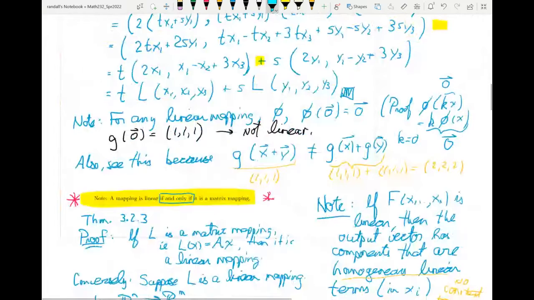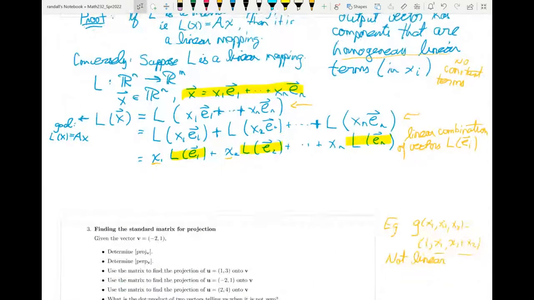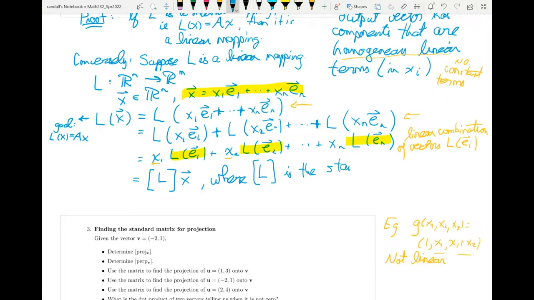I'm going to go backwards down here. I do have a linear combination of vectors, and I'm going to interpret those vectors as the columns of a matrix. So this turns out to be a certain matrix, which we denote by box L, acting on the vector X, where box L is the standard matrix of L. So I'm defining what it is, and there's my definition, and we see what it is.